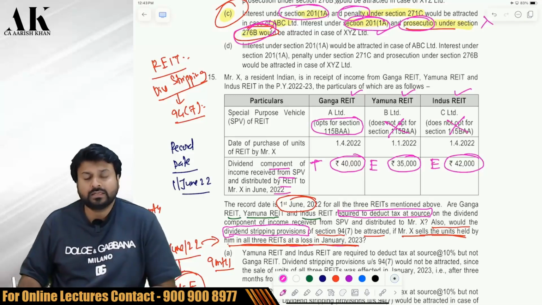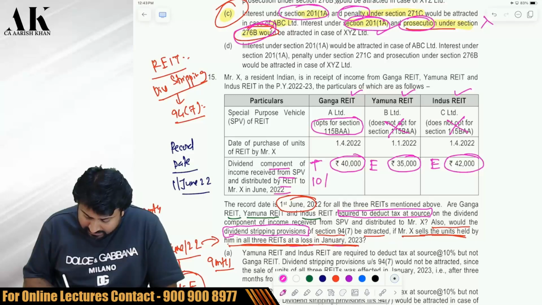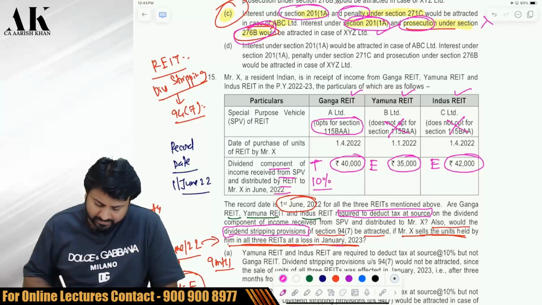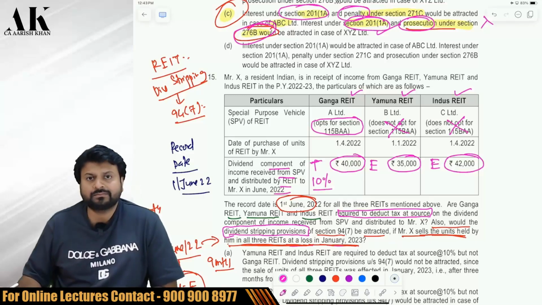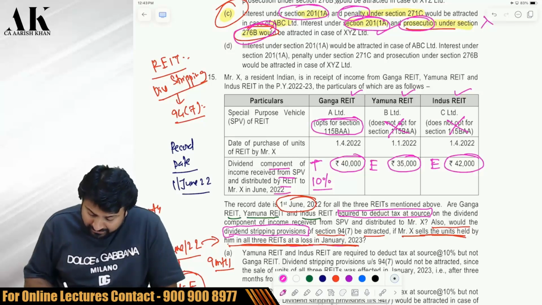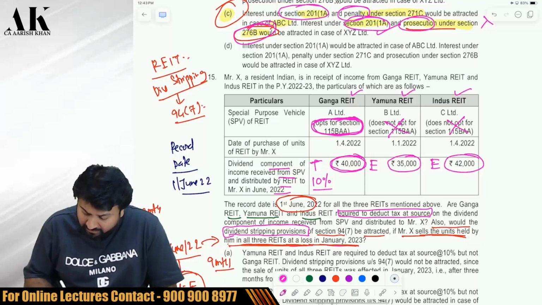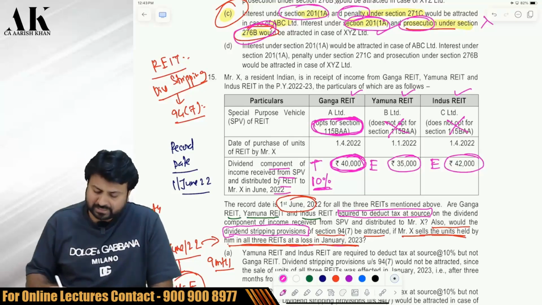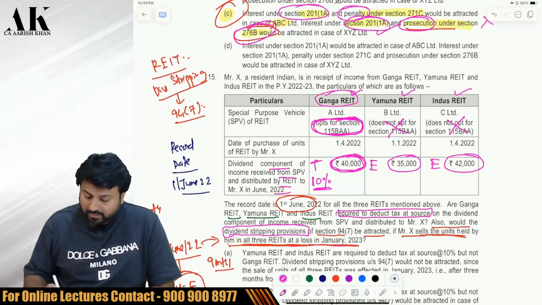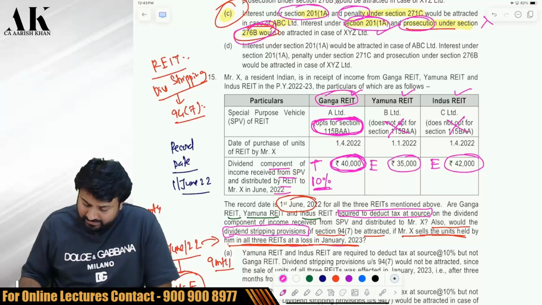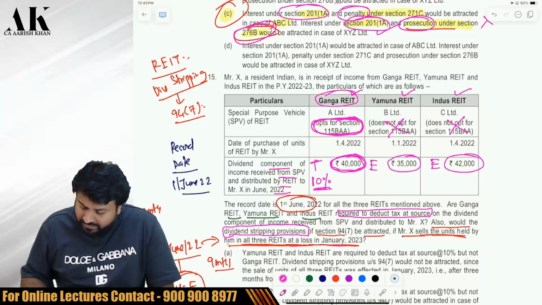Okay. And if it is taxable, you have to deduct TDS at the rate of 10%. Okay. TDS is deductible at the rate of 10%. So because the SPV is opting for 115BAA, the dividend is taxable, and if it is taxable, TDS will be deducted at 10% with respect to the Ganga REIT. What about with respect to Yamuna REIT and Indus REIT? Listen. In case of Yamuna REIT, this 35,000 rupees.